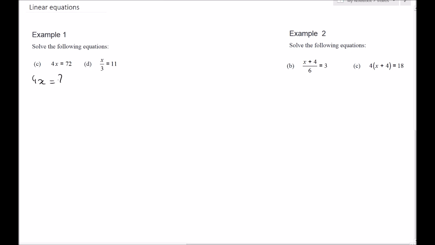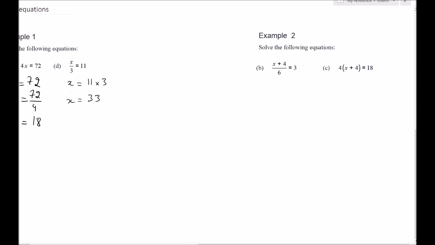So when we're solving an equation, we're looking for x. 4 times x is 72, so we're going to divide by 4 on both sides. 72 divided by 4, that will give you 18. Alright, so x is 18. Now, then x divided by 3 is equal to 11, and you're going to multiply everything by 3. So you get that x is equal to 33. Alright, that was quite easy.